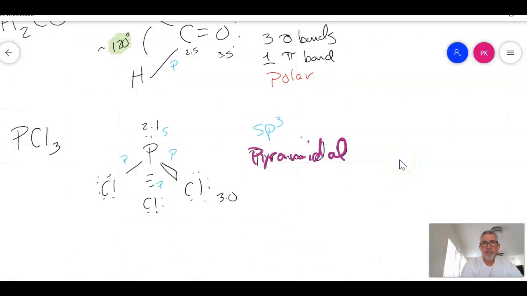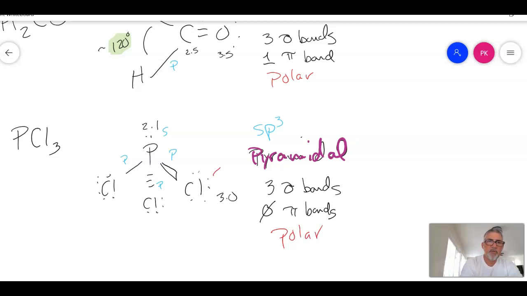All right, so if we count, we've got 3 sigma bonds. We have 0 pi bonds, because there are no double bonds associated with that, right? And it is polar, because I have a difference greater than 0.4, right? It's going up toward those unshared pairs, right? So I've got polar bonds.